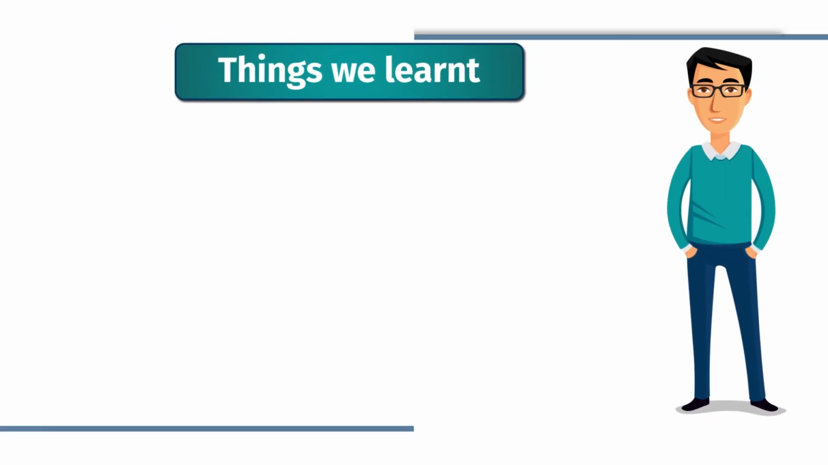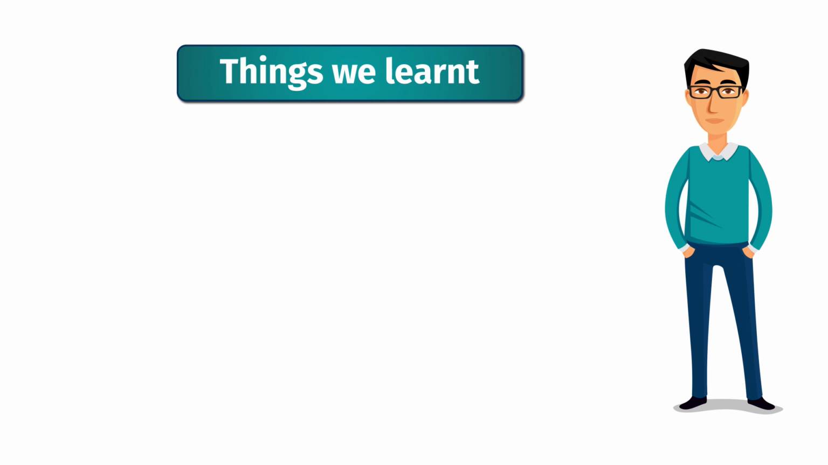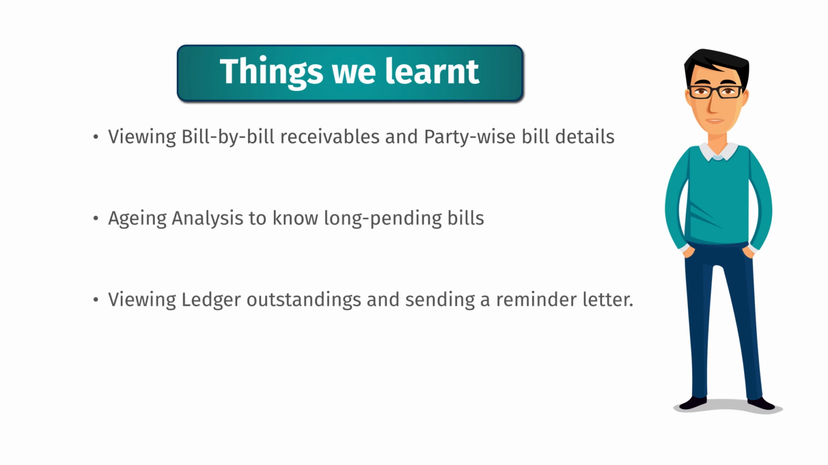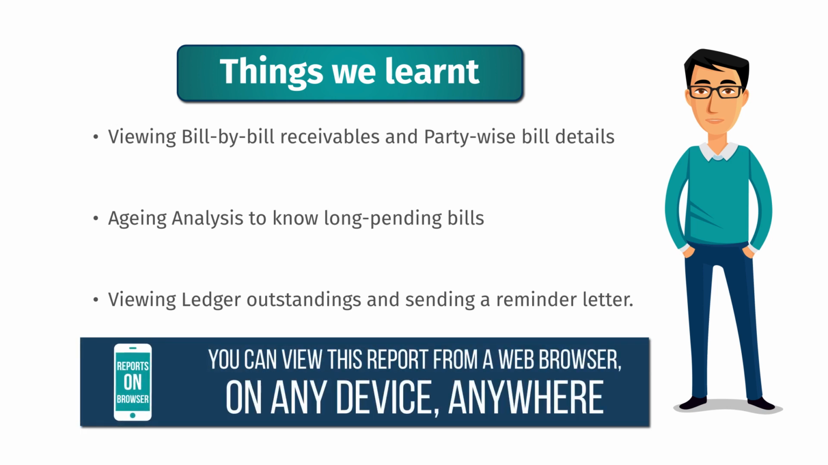reports. So here is a quick recap. Viewing bill-by-bill receivables and party-wise bill details, aging analysis to know long pending bills, viewing ledger outstandings, and sending a reminder letter. With the latest TallyERP 9, you can access this report from a web browser on any device anywhere.